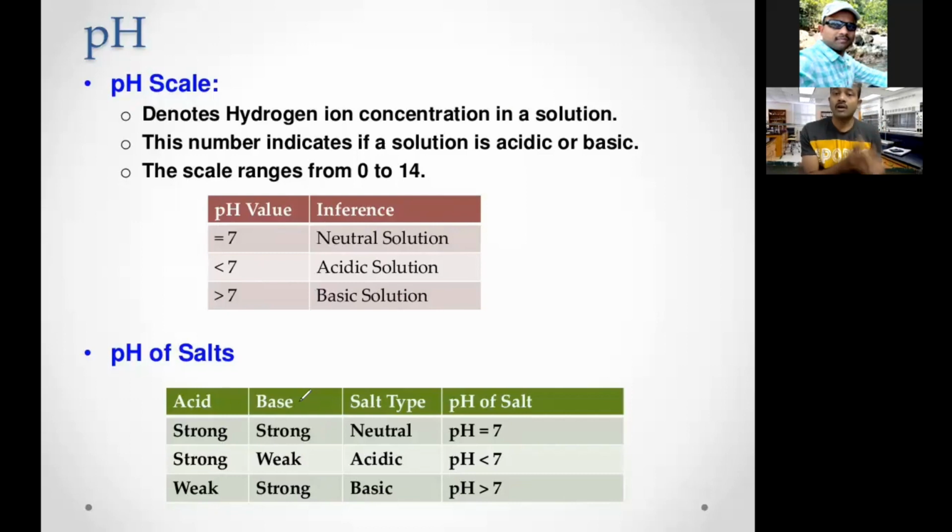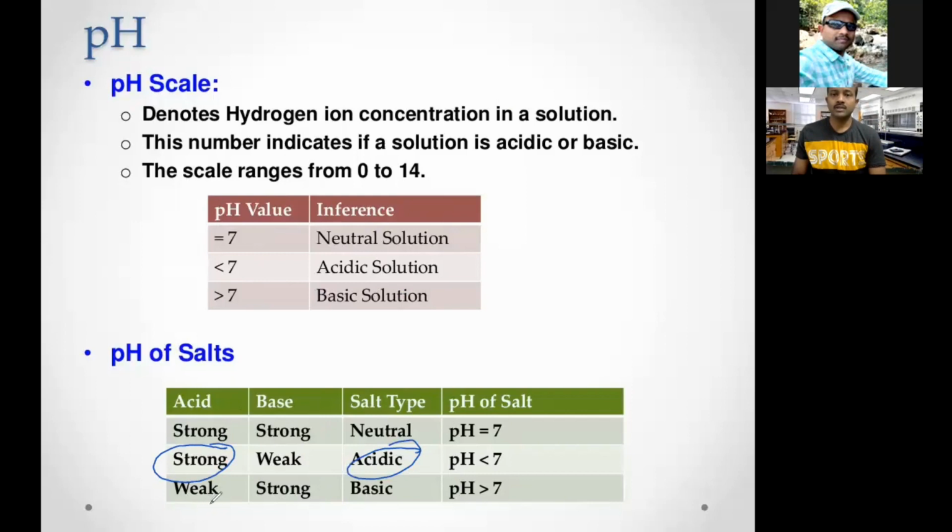Okay, when a strong acid reacts with a weak base, it will give a pH value less than 7. That is an acidic medium. So here, which one is strong? Acid is strong, base is weak. The resultant salt is acidic in medium, right?